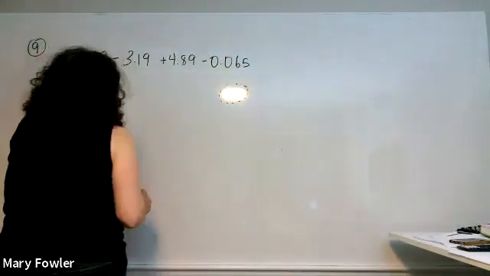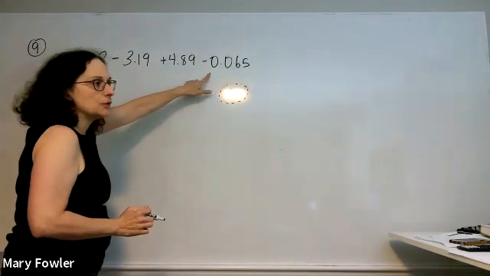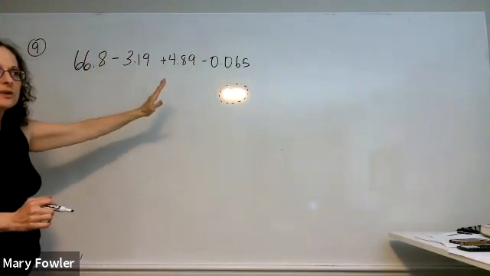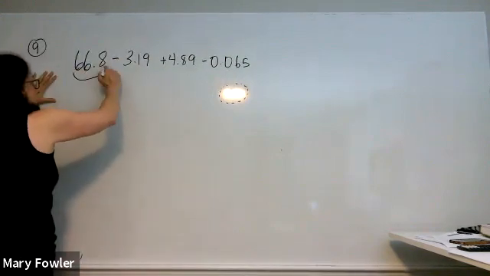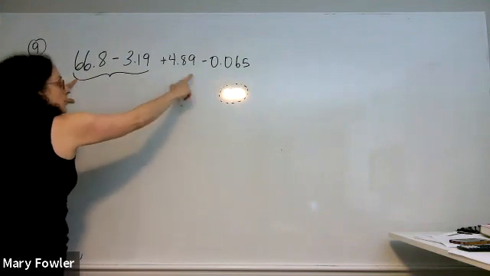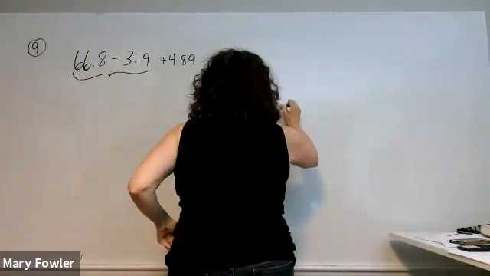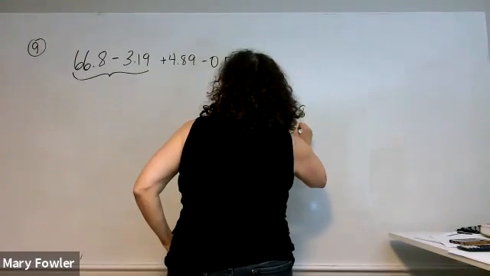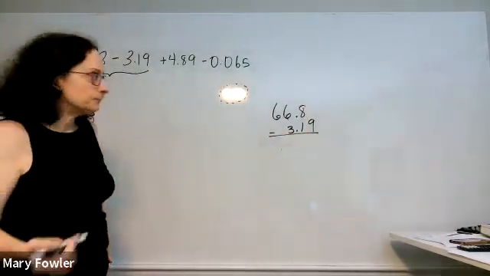So we see in this problem that we have subtractions and additions, and we know in order of operations that for addition and subtraction, we take it left to right. Okay, so the first part of the problem then is that we need to work through this. And once we get that answer, we'll do the rest. So we'll go ahead and put this guy over here, 66.8 minus 3.19. Very careful, lining up decimals.